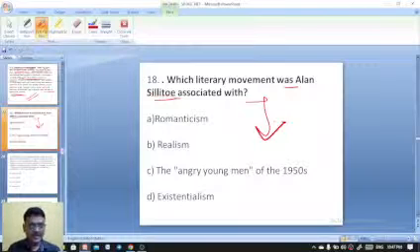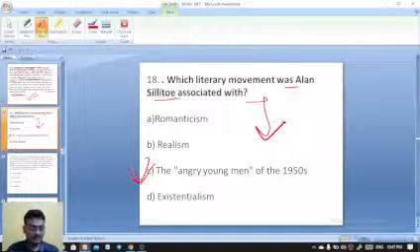Exactly. Alan Sillitoe is associated with the Angry Young Men of the 1950s. So C is the right option.